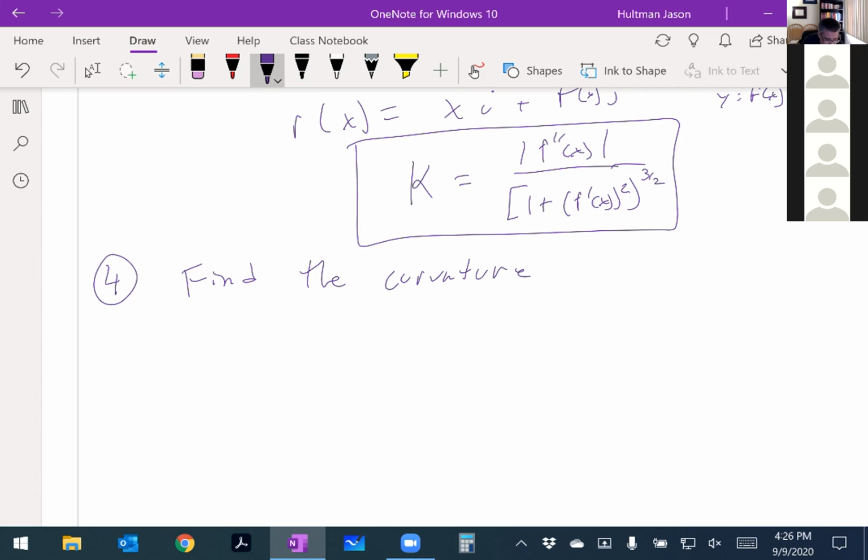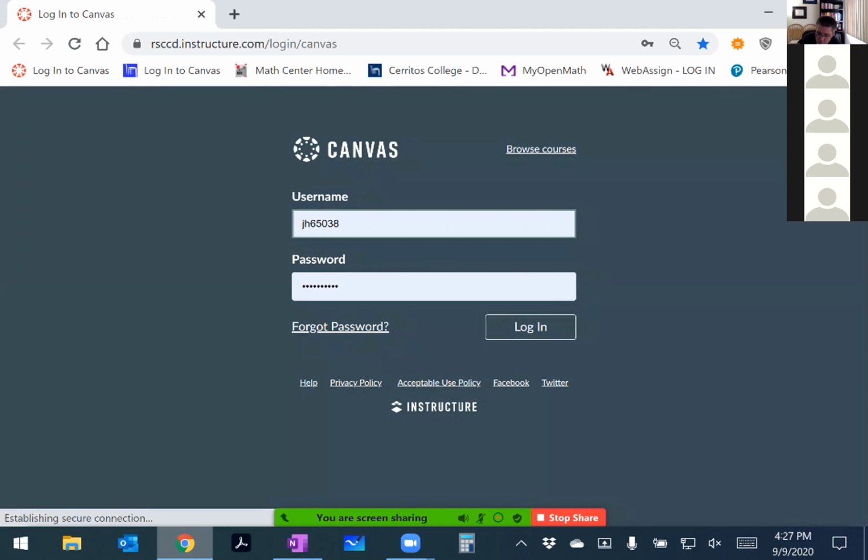Find the curvature of the twisted cubic. Okay, r of t is equal to t, t squared, and t cubed. Well, this is kind of interesting. What is this thing going to look like?